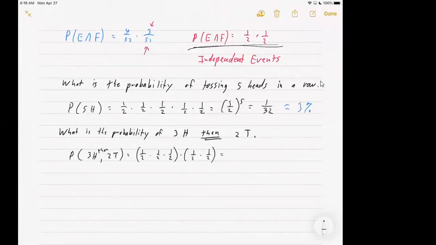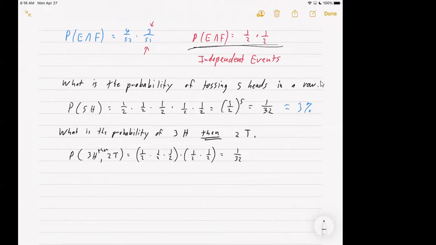And so you can see that we're back to 1/2 to the 5th power, or a 1 in 32 chance. Now here, the order is specified. We have to get a heads, a heads, a heads, and then a tail and a tail. So it's no more likely than getting 5 heads in a row.